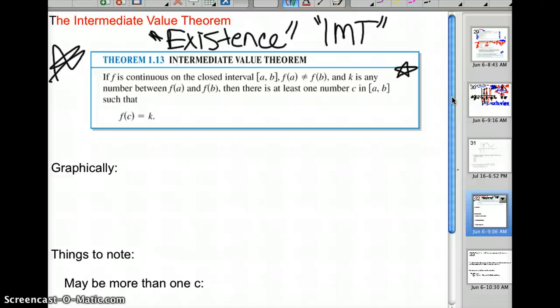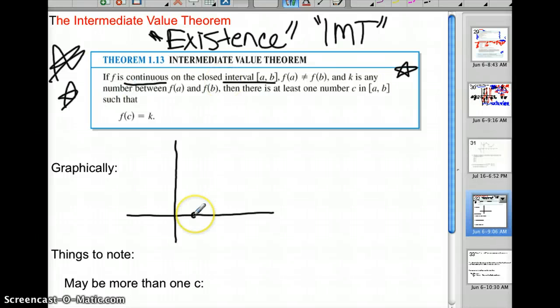So what I'm going to do first is pick this theorem apart. So I would like you to go draw yourself a graph. And it says if f is continuous on a closed interval from a to b. So I'd like you to go down here and go a, and it's closed.